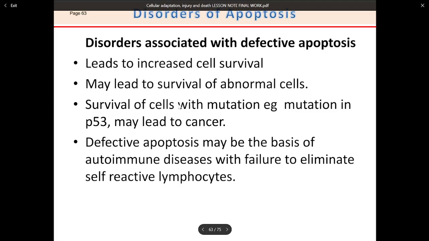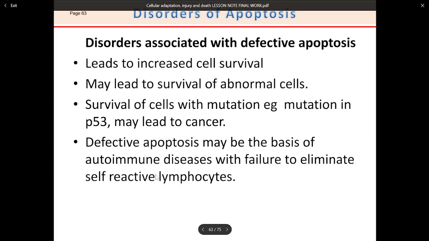Now, when there is a mutation in this P53 gene, any cell whose apoptotic process is defective will have an increased survival rate. And if its survival rate increases, it may lead to the production of cancer cells, and we don't want that, right? Also, defective apoptosis could be the basis of autoimmune disease, with failure to eliminate self-reactive lymphocytes.